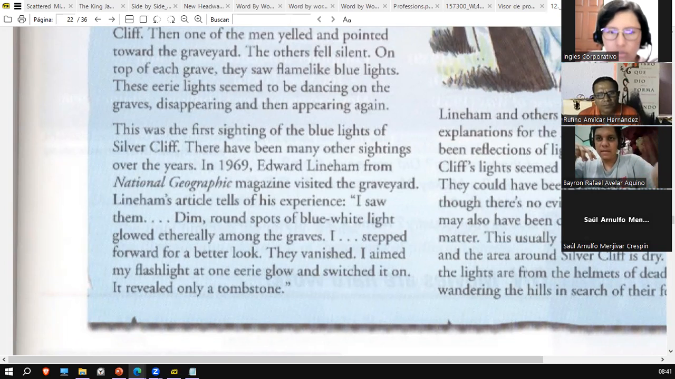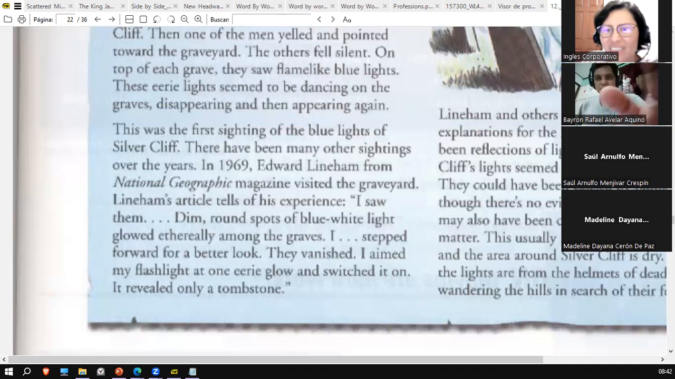Ok, so what about the other words? ¿Aprendieron alguna otra? I learned sighting. Sighting, ok, very good. Yes, I learned tombstone. Tombstone, ok, very good. Excellent. Any other word that you learned today, guys? Sighting, right? Yeah, sighting. Muy bien. It's a new word. As I was saying, es como un avistamiento, right?